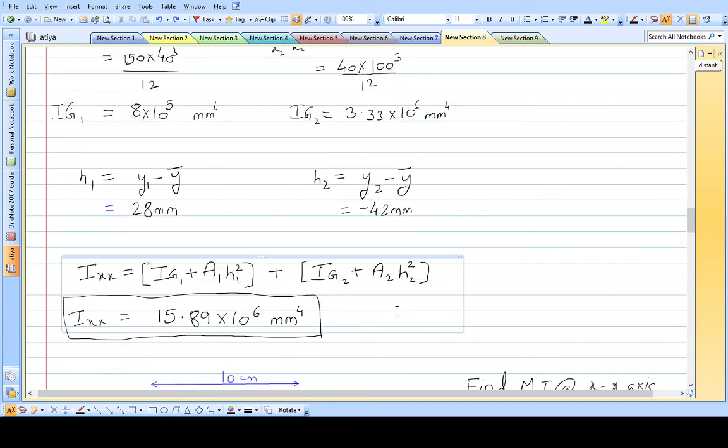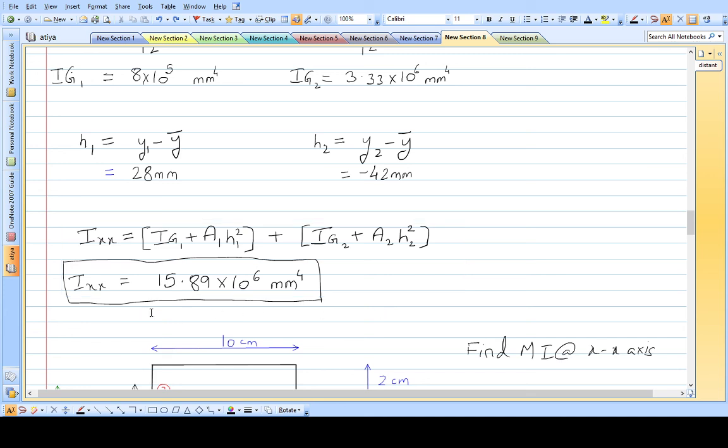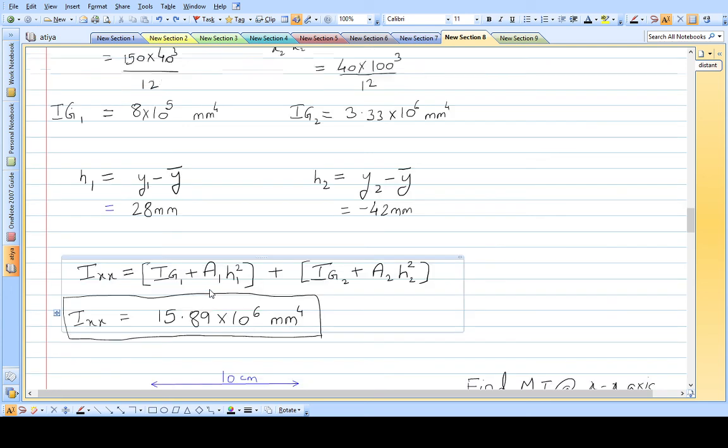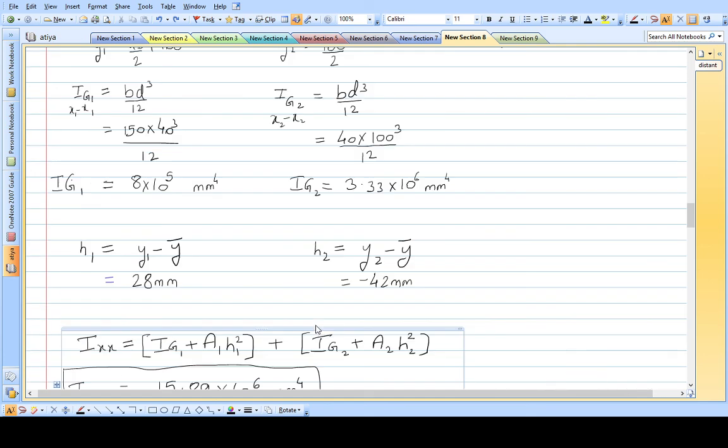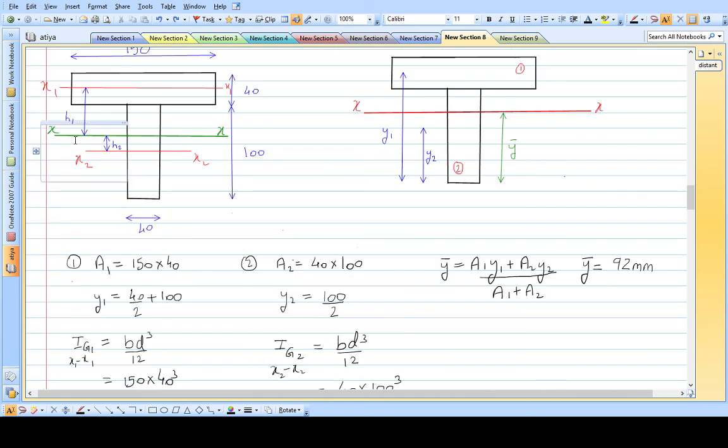And here we find the moment of inertia of the entire T section about its centroidal xx axis by applying parallel axis theorem. Ig1 plus A1 h1 square plus Ig2 plus A2 h2 square. So here we get moment of inertia of the T section about the centroidal xx axis. This green line is the centroidal xx axis.